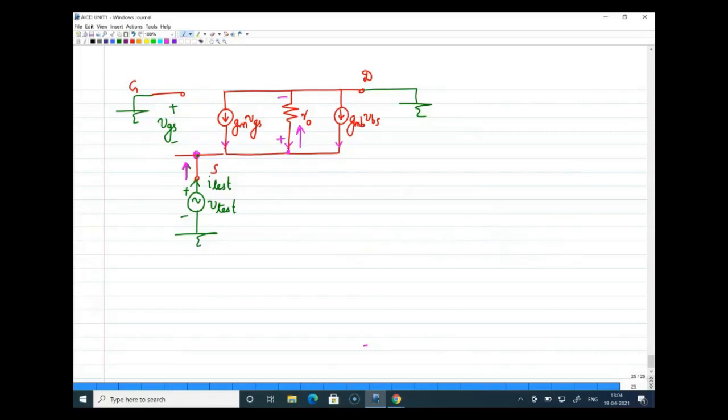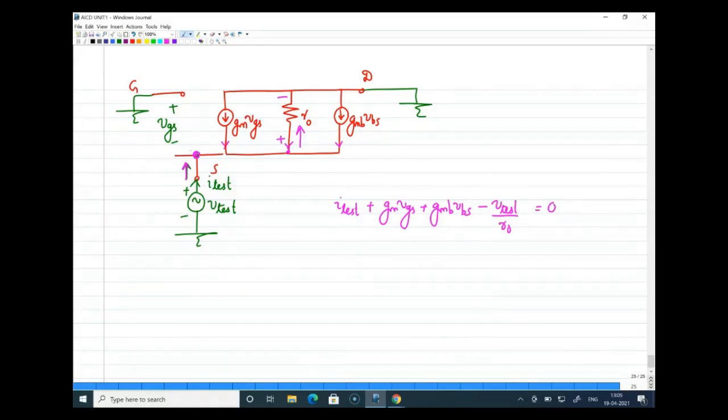Sum of all the currents to this point should be equal to 0, right? So I will write in this form: Itest plus gm VGS plus gmb VBS. Now this is plus minus, so current is flowing in this direction. So minus Vtest by R0 is equal to 0. Is that right now? Sorry for making that mistake.